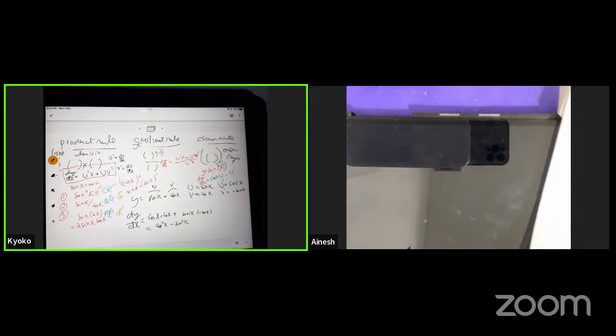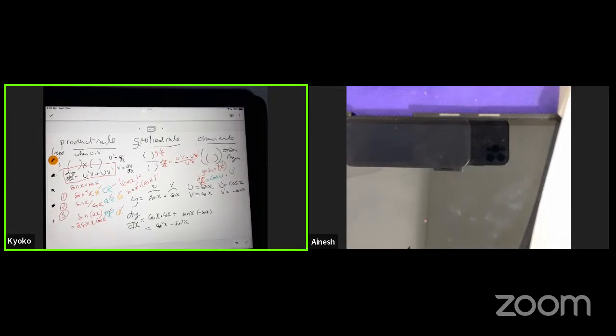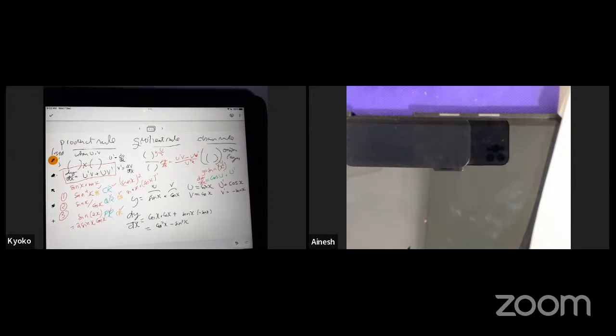No. What's the differentiation of x squared? You know this. You know this, Kyoko. What's the differentiation of x squared? Try again, try again slowly. I know differentiation doesn't make sense. Ainesh, help us. What is the differentiation of x squared? 2x. 2x. Do you understand, Kyoko?